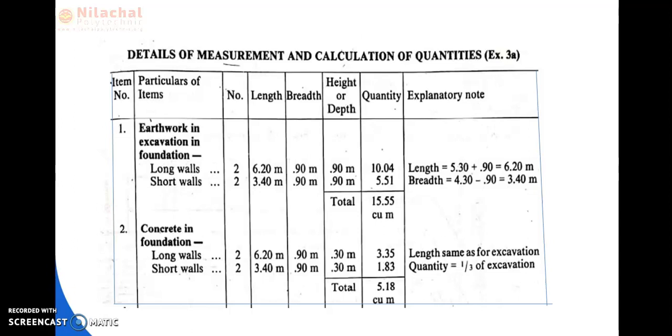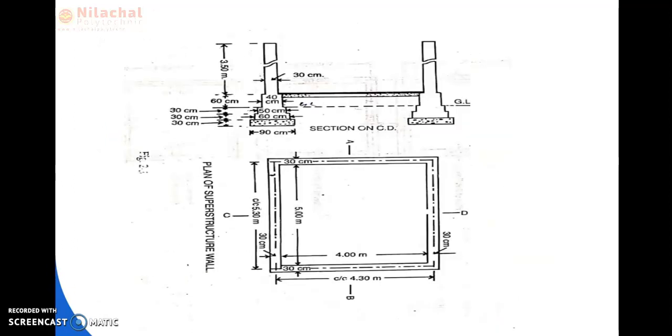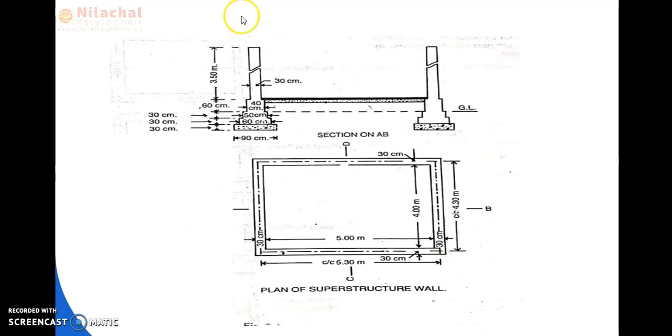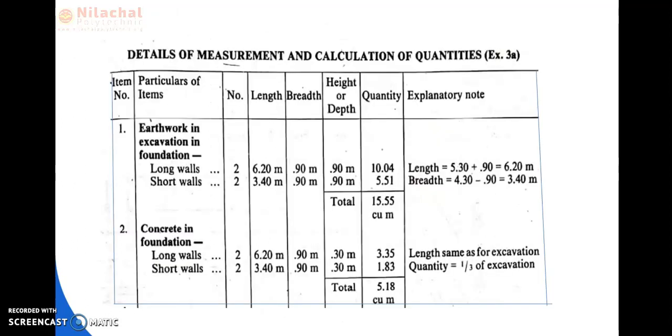So, the bottom part of the foundation breadth is how much? 90 centimeter, or we can write here 0.9. So the breadth of the excavation is equal to the cement concrete breadth. Here the breadth of the foundation is 0.90 meter for the long wall and 0.90 for the short wall, because the cross section of both long wall and short wall is equal.